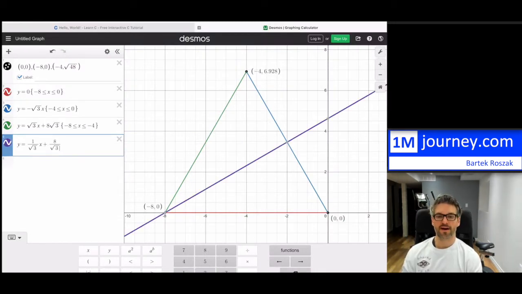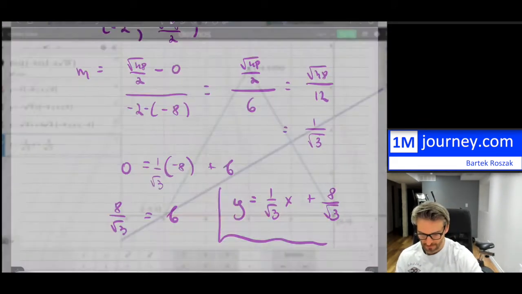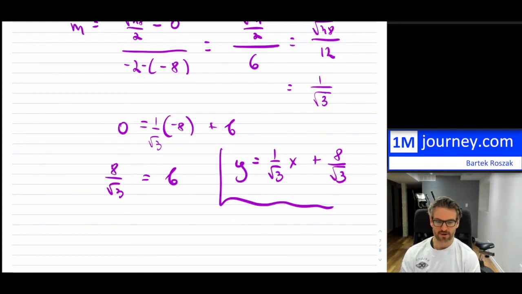All right, so welcome back. So there you go. That's the line that goes through. I just graphed it up for you, and here's what I found. Now, there is an easier way to do it.